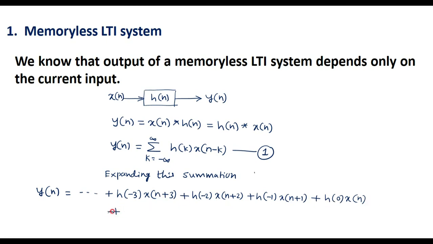So after 0 we have positive samples, that is k is equal to 1, that is h of 1 x of n minus 1, because k is equal to 1, plus when k is equal to 2 we'll get h of 2 x of n minus 2, plus when k is equal to 3 we'll get h of 3 x of n minus 3, and so on.